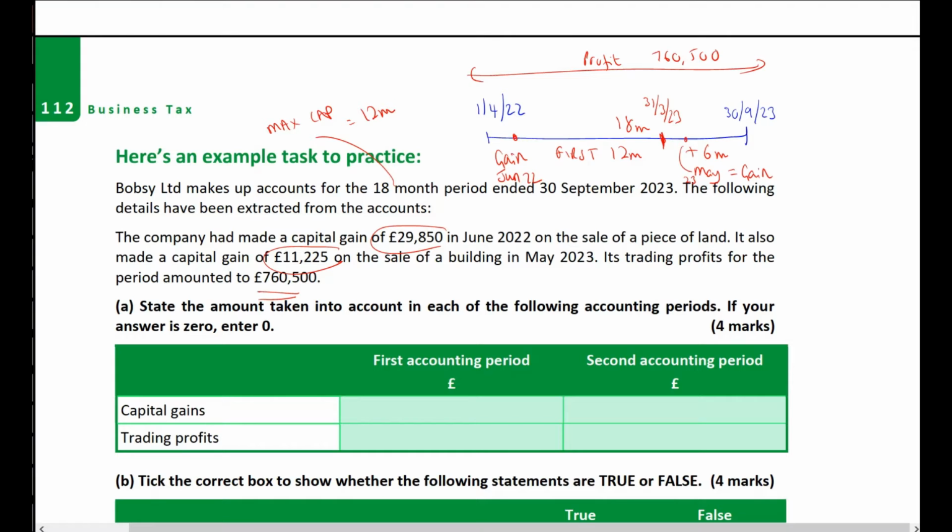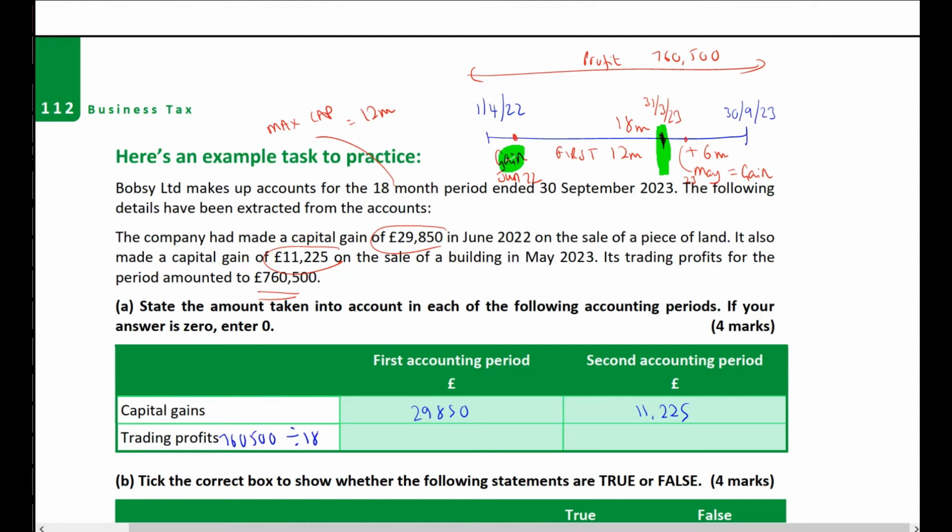Well, having done the timeline, I can now see quite clearly the first gain lands in the first period before that cut-off. There's my 12-month cut-off. So the gain for the first period is 298.50, and that all comes in the first 12 months. The next gain was 11,125, and that all belongs in the second period because it came after the first 12 months. It's in the second 6-month period. And then in terms of the trading profits, I know what they are for the entire period. So that one I'm just going to split according to months.